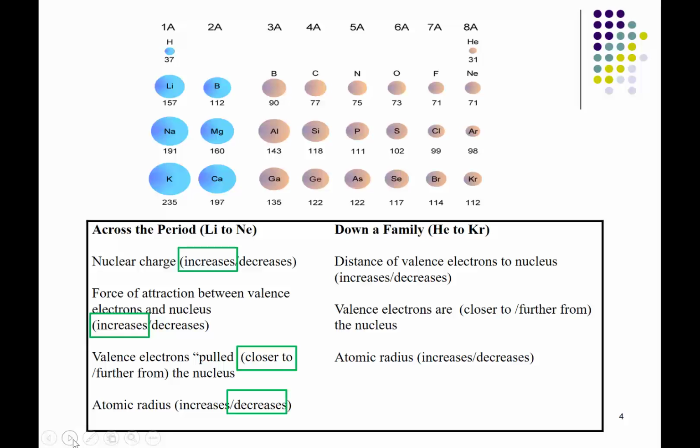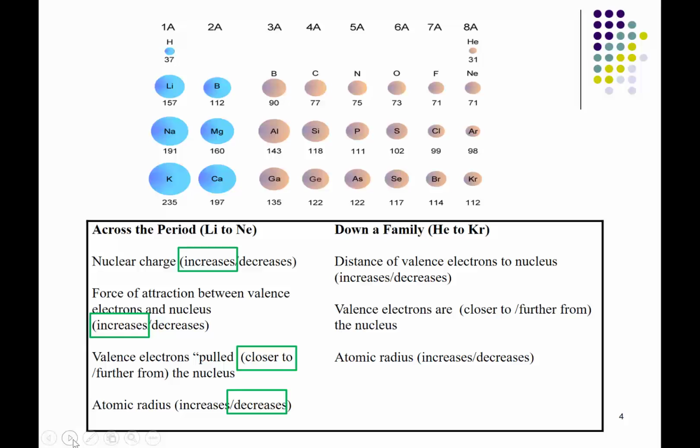So you can put this together in one complete sentence or a small paragraph. Across the periodic table, the nuclear charge would increase. This will result in the force of attraction between the valence electrons and the nucleus to increase. As a result, the valence electrons are pulled closer to the nucleus. Therefore, the atomic radius decreases. That's the kind of explanation that we're looking for.